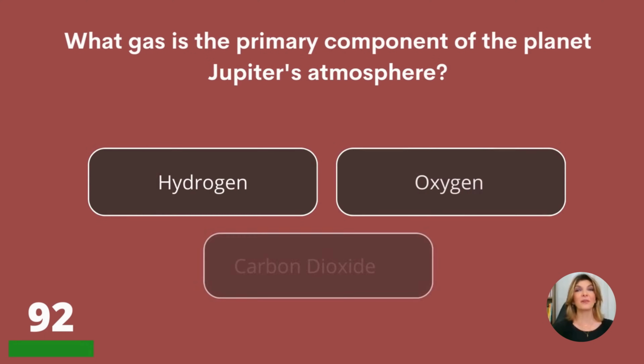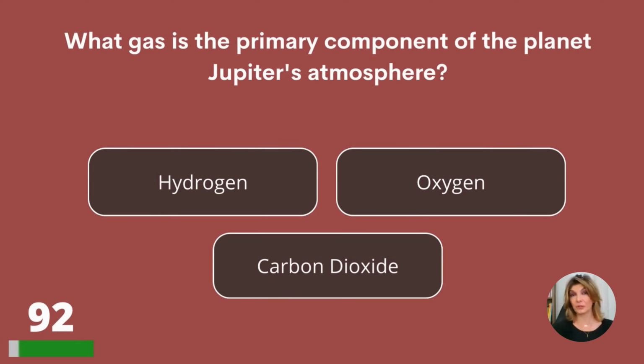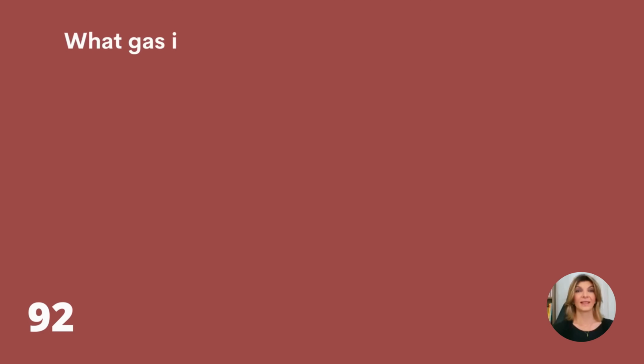What gas is the primary component of the planet Jupiter's atmosphere? Hydrogen, oxygen, or carbon dioxide? Hydrogen.